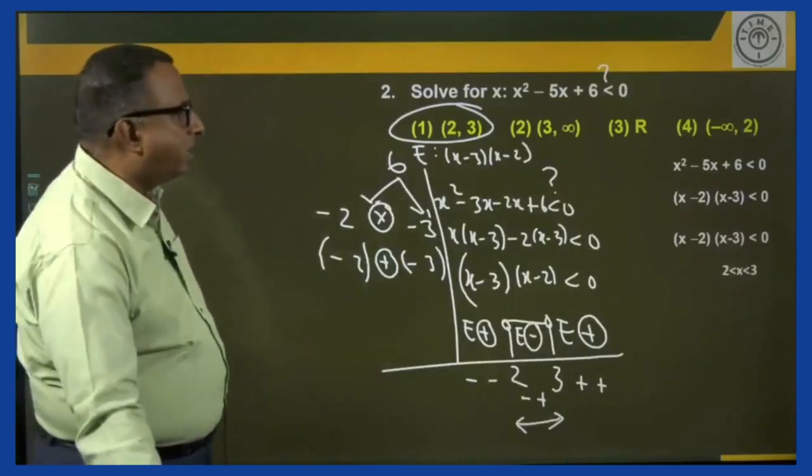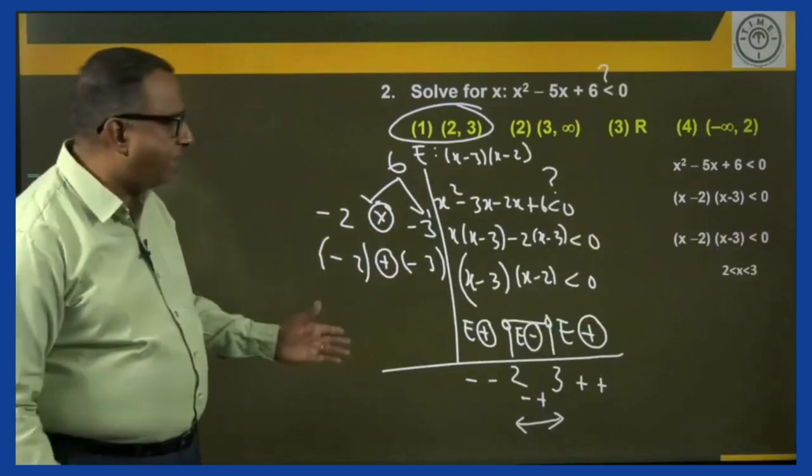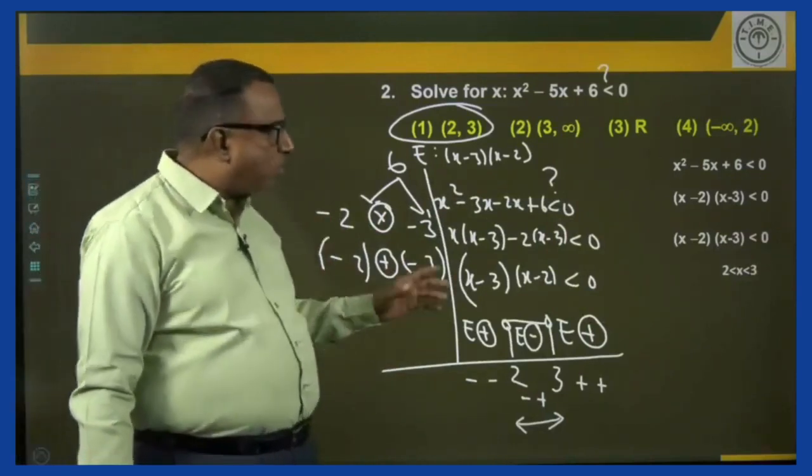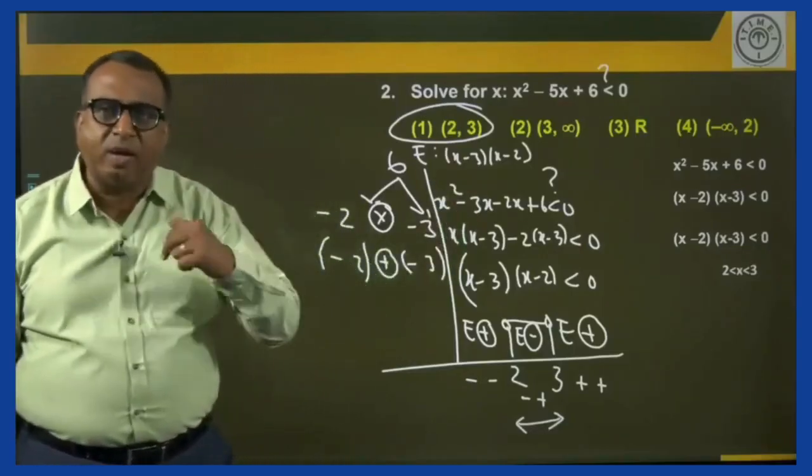You can see that, sorry, I repeated the step. x can be anywhere from 2 to 3. You can see the explanation here. Okay. When you put x equal to 2, it will be 0. x equal to 3, it will be 0.